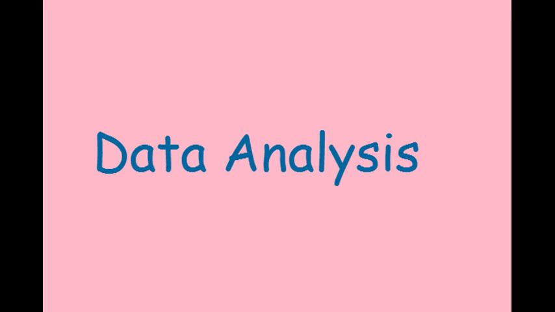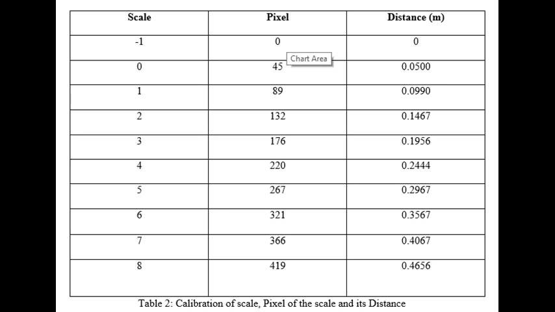Data analysis. Density of engine oil equals 0.8565 kg/m3. The distance between the camera and the oil column equals 110 plus or minus 0.1 centimeter. Frequency of image captured equals 120 fps. The table shows the calibration of distance between the marks, which is 45 pixels equivalent to 0.05 m.